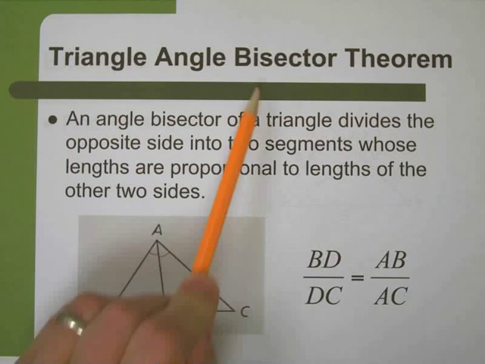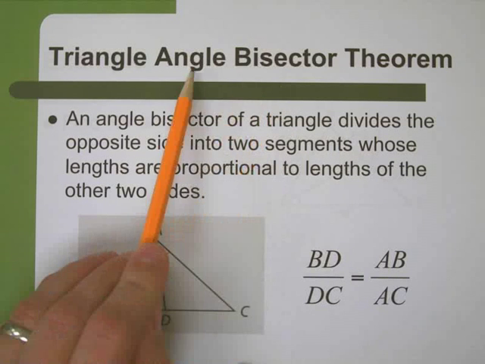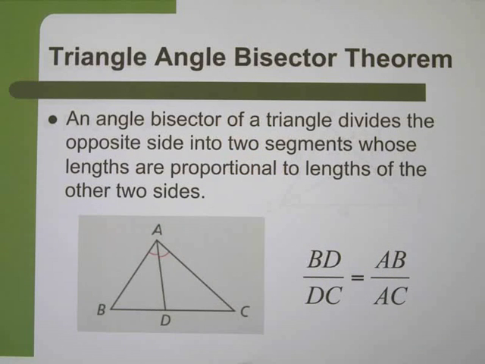You should know what a bisector is. That means cuts in half, right? What is it cutting in half? Apparently an angle. Okay, so here's the big idea. It would be very simple for me to think that if I cut this angle in half, that these two sides, B to D and D to C, are equal to each other.